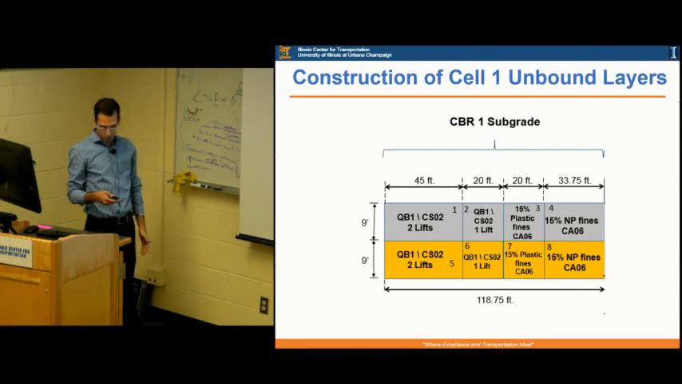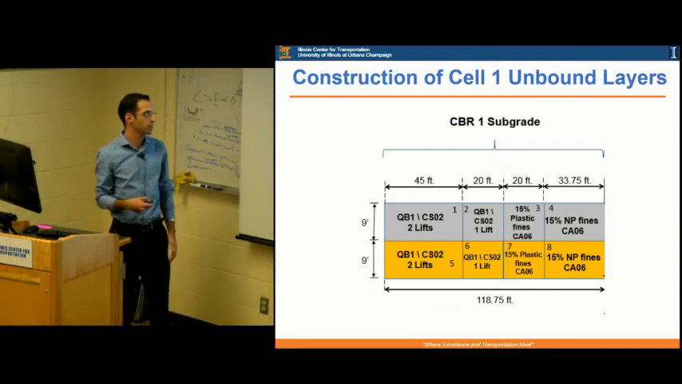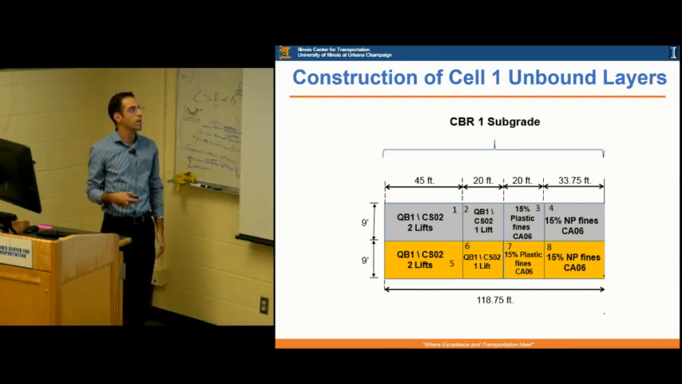So now I will move to the construction of the cell 1 layers that I was explaining, those applications. And those applications for QB are unbound applications. They're not stabilized. Those sections, the construction platform and the HMA paved sections, were built together because they're pretty much the same, except that the north sections were topped with 4 inches HMA at a later stage.